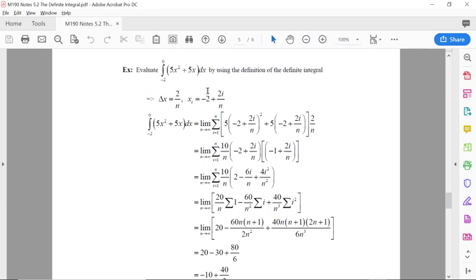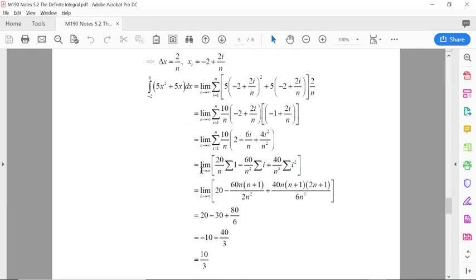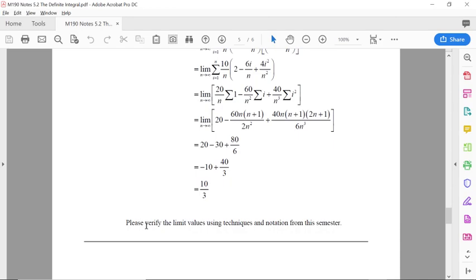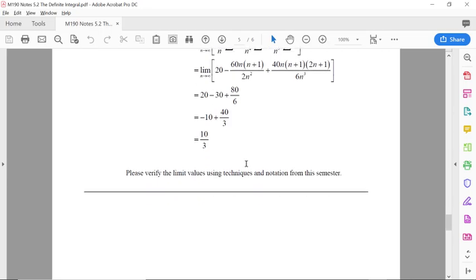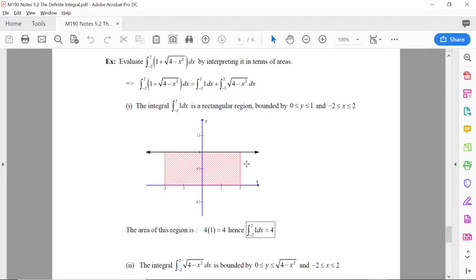Okay, here, definition of the definite integral. You can take a look through that example. On each one of these, I also ask that you please verify the limit values by using techniques and notations from this semester. So check to see that you get from this limit the same thing that I'm getting here, and that you can use the appropriate notation as well from previously in the course.